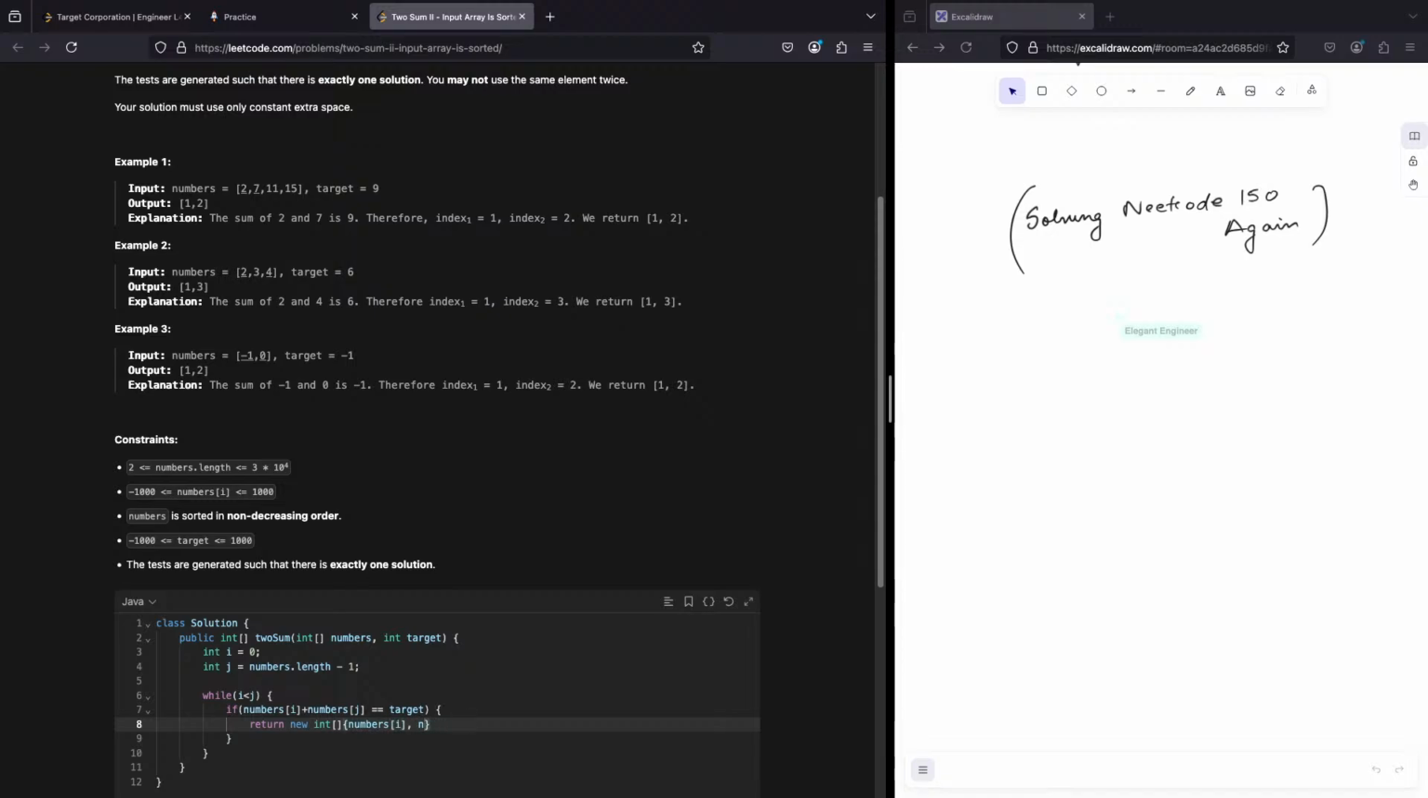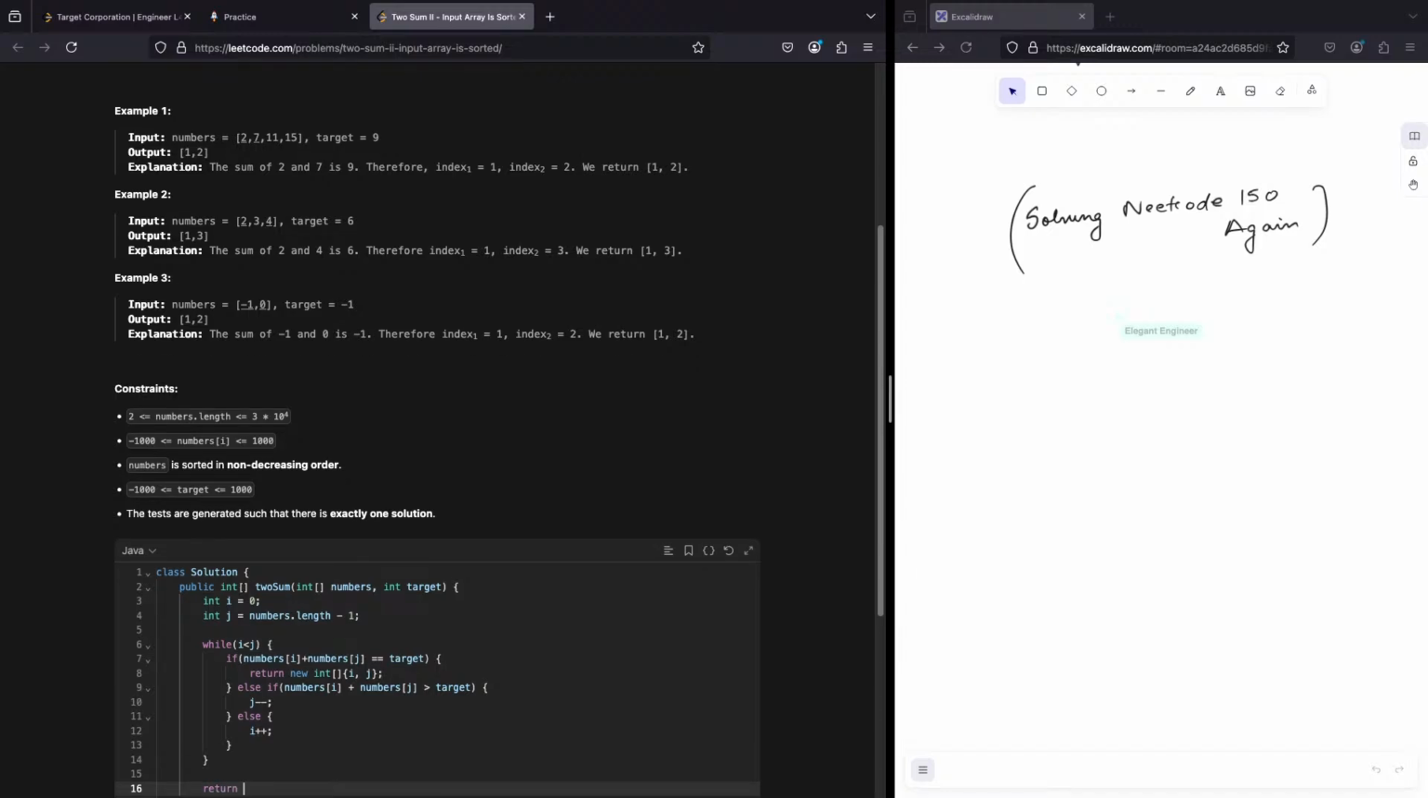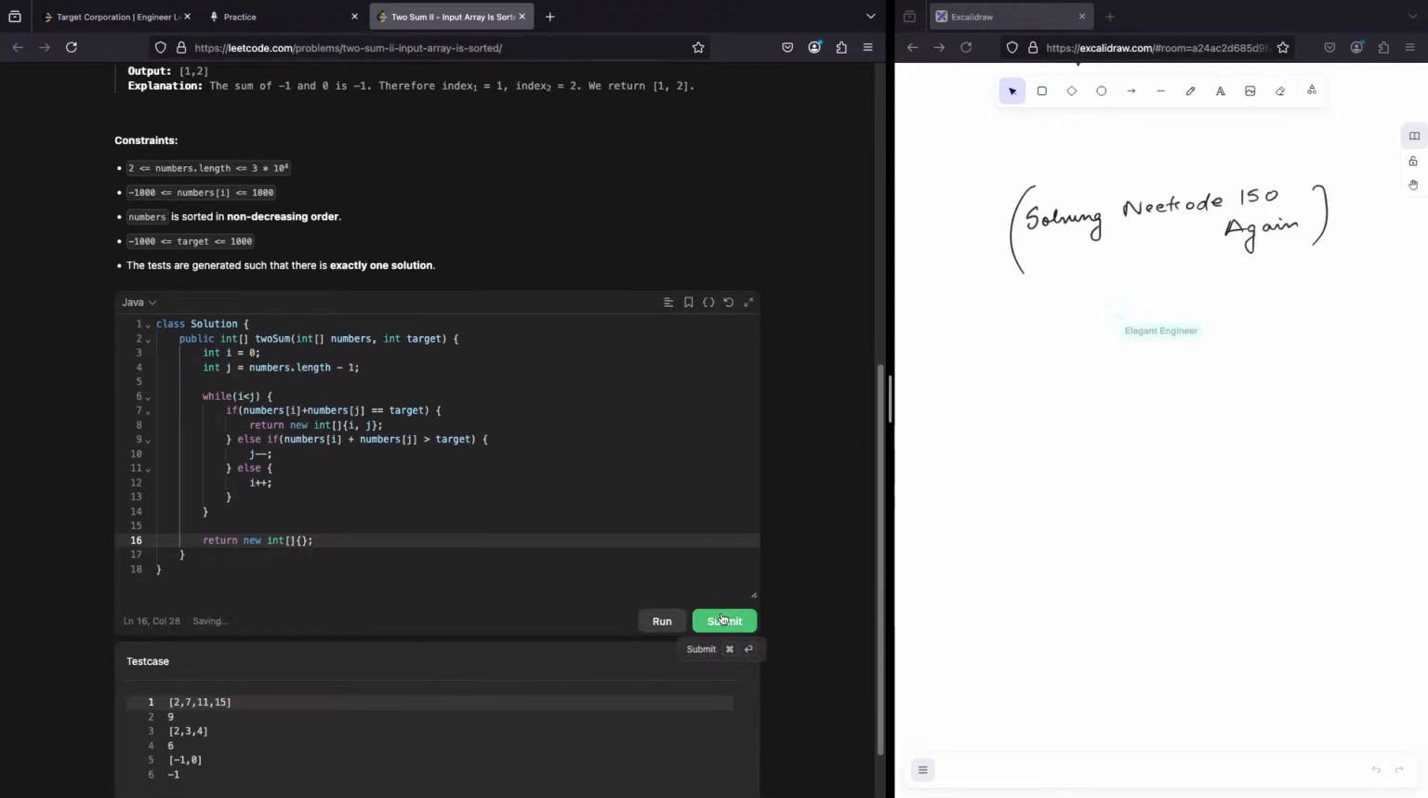And if nums of i plus nums of j is greater than target, then it basically means that you need to reduce j, else you increase i. Otherwise, return a new empty array. Submit.